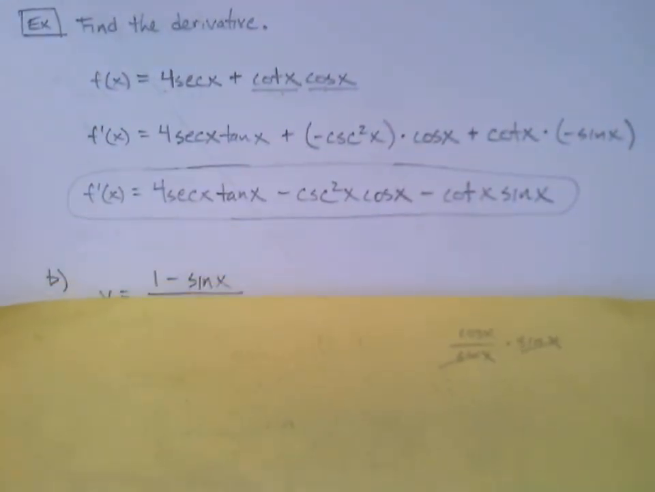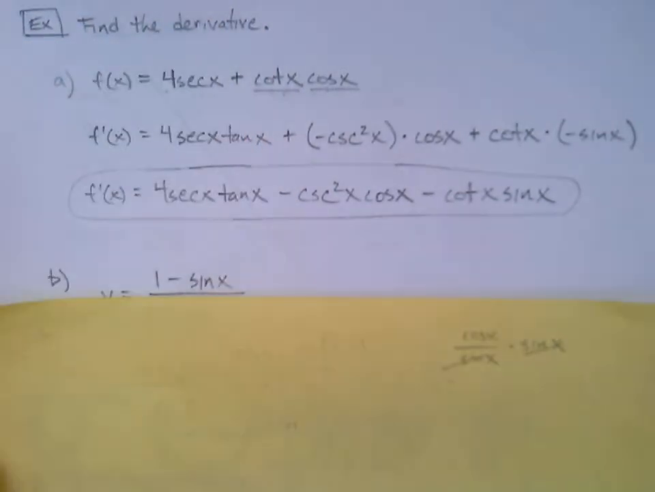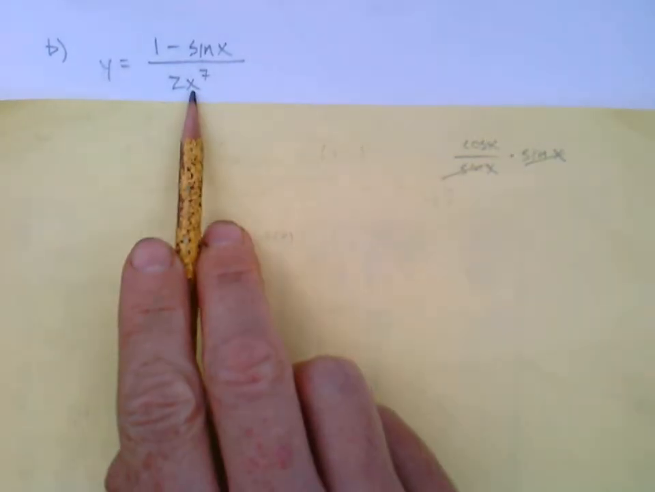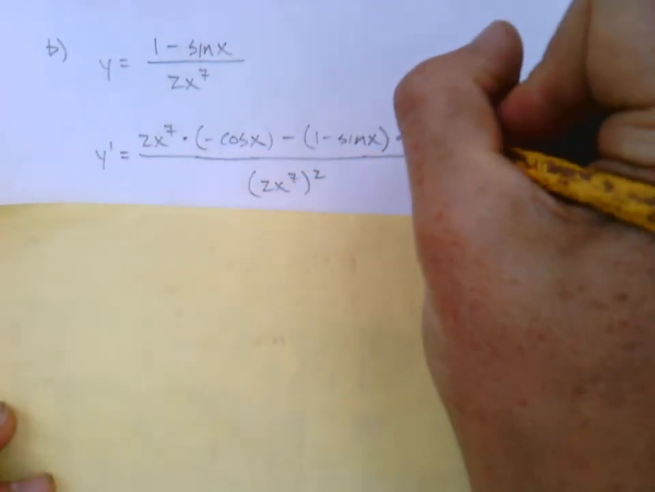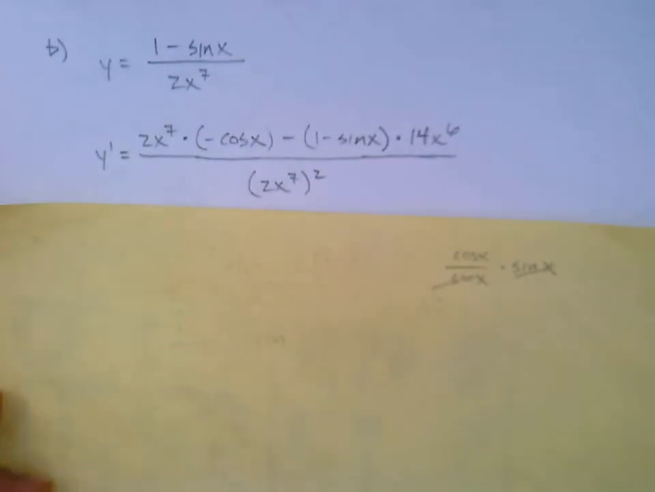That's really nice. Oh, this was part A, my mistake. Let's check out part B. y equals 1 minus sine x over 2x to the 7th. And what do we have here? We've got a quotient rule. Hey, we've got a power of x. We've got a sine. We've got a 1. Let's go for it. It's always good practice, especially quotient rule, product rule, recognizing them, performing those formulas.